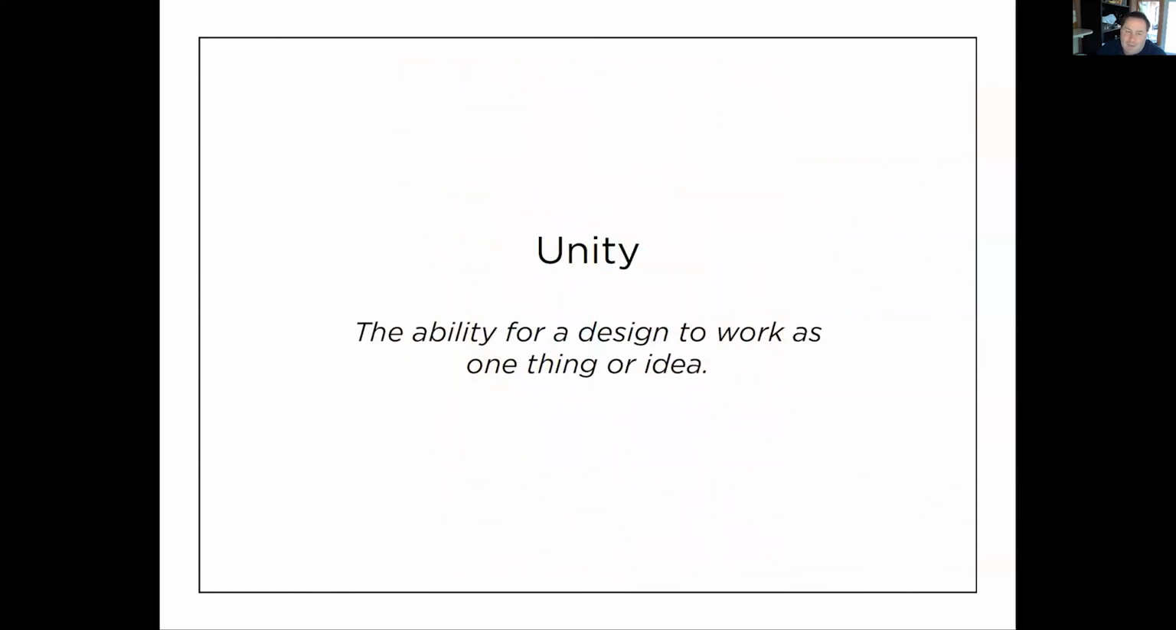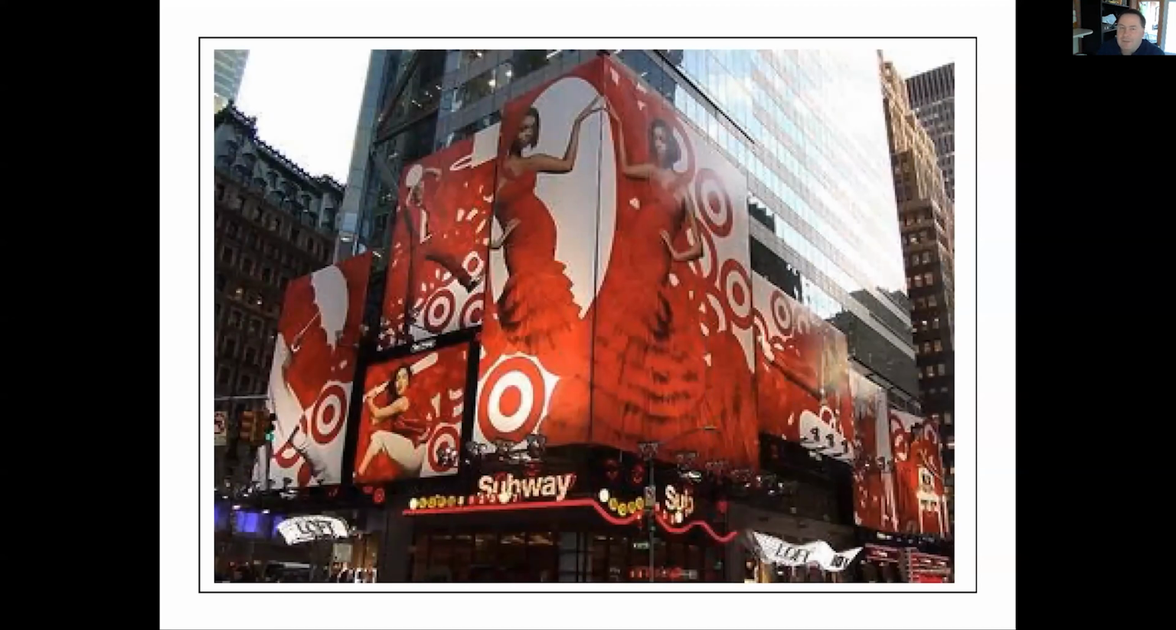Then there's unity, which is the ability for a design to work as one thing or idea. All right, Target does this very, very well, which provides their logo as a pattern, red and white. And you look at all these boards along that building there, they are all united, even though they're all very different. They're still united into one particular marketing campaign.